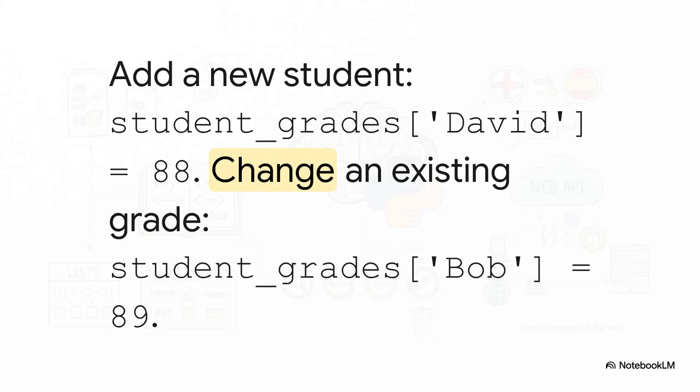Okay, check this out. What's so cool is that adding a new student and updating an existing one use the exact same command. It's super elegant. So here, we're adding a new student, David, and giving him a grade of 88. Simple. But then, for Bob, well, Bob was already in our dictionary, right? So this line doesn't add a new Bob, it just updates his existing grade from 85 to 89. One command does both jobs. It's brilliant.